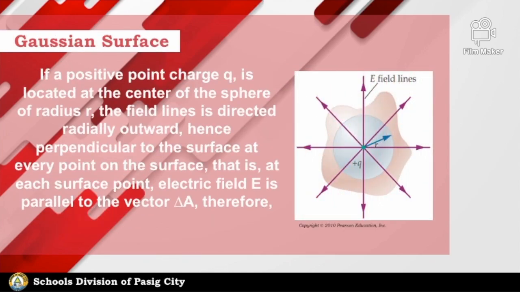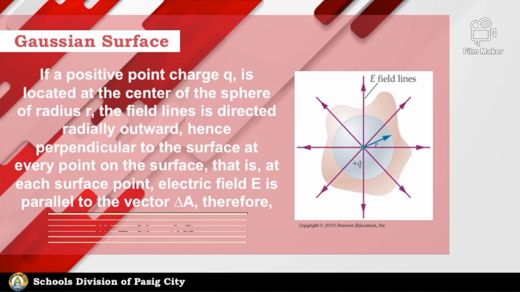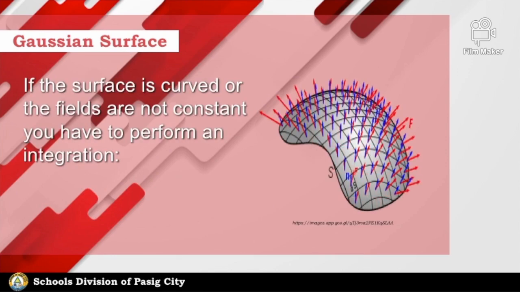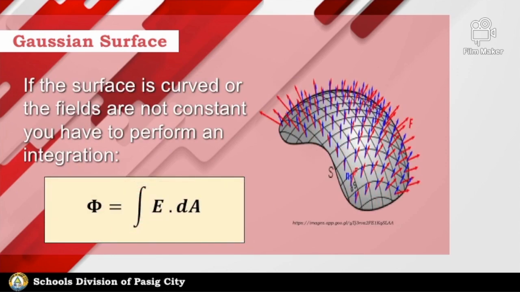If a positive point charge Q is located at the center of a sphere of radius r, the field lines are directed radially outward, hence perpendicular to the surface at every point. That is, at each surface point, electric field E is parallel to the vector delta A, meaning electric flux is equal to the electric field multiplied by delta A, or the change in area. If the surface is curved or the fields are not constant, you have to perform an integration.